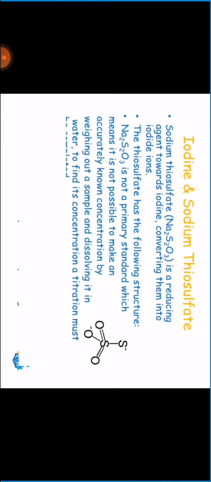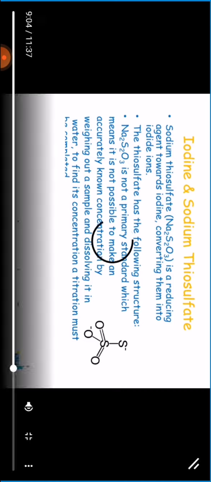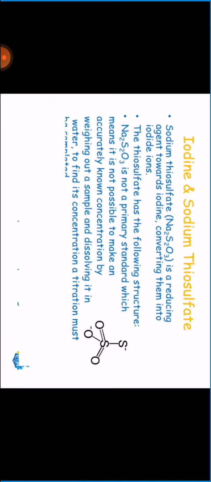So to begin, sodium thiosulfate is a reducing agent towards iodine, and it converts iodine molecules into iodide ions. The thiosulfate has the structure just revealed there, and sodium thiosulfate is a colourless solid. So a solution of known concentration cannot be made by weighing out a sample and dissolving it in water. Instead, a sodium thiosulfate solution is standardized by titrating it against a standard iodine solution. So basically, to find its concentration, you must do a titration.